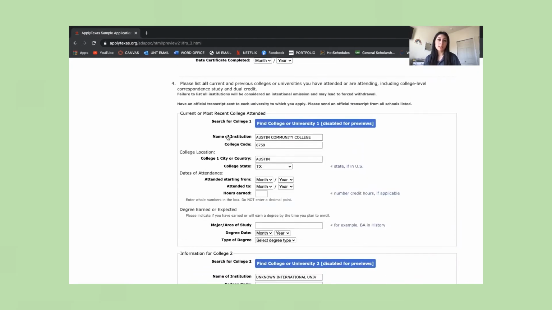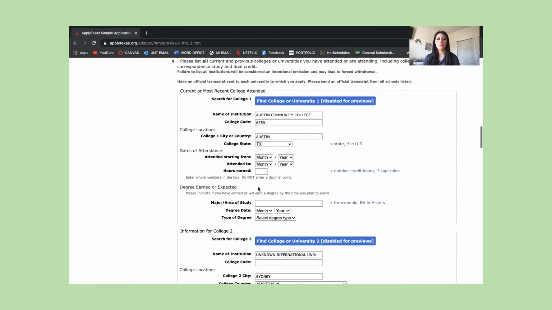So number 4 is going to be specific for students who have done dual credit or any extra college credit hours outside of their high school in a college or community college campus. And here, for example, if you're from Fort Worth and you went to TCC, that is what you would put here in this information.